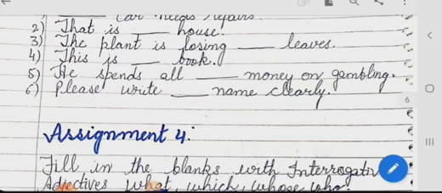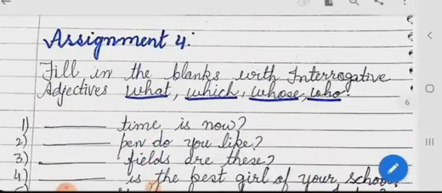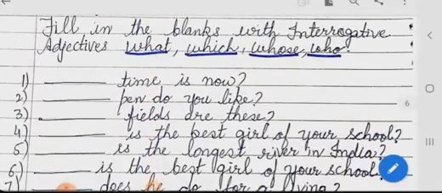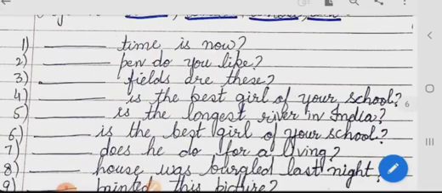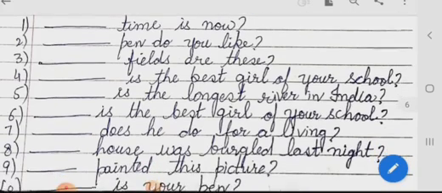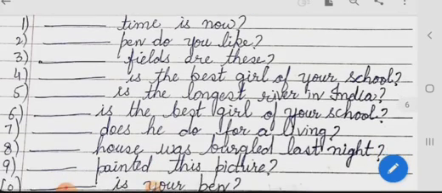Students, now we are moving further towards our assignment number 4. Fill the blank with interrogative adjectives like what, which, whose and who. Dash time is now. What time is now? Which pen do you like? Whose pills are these? Who is the best girl of your school?